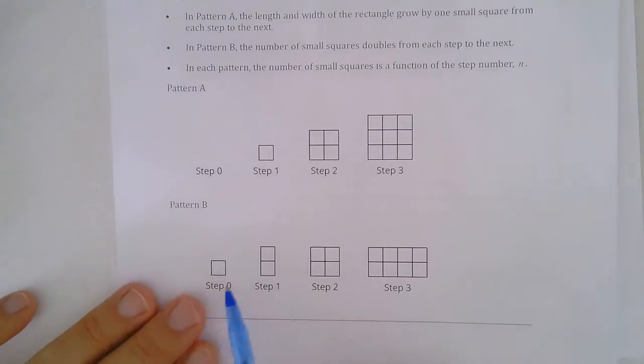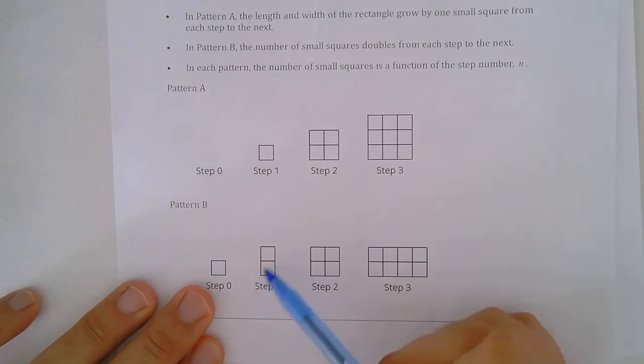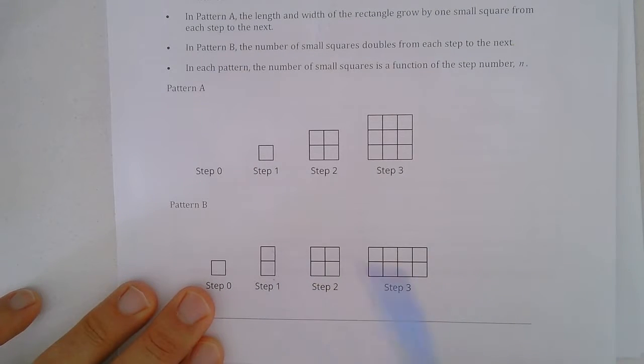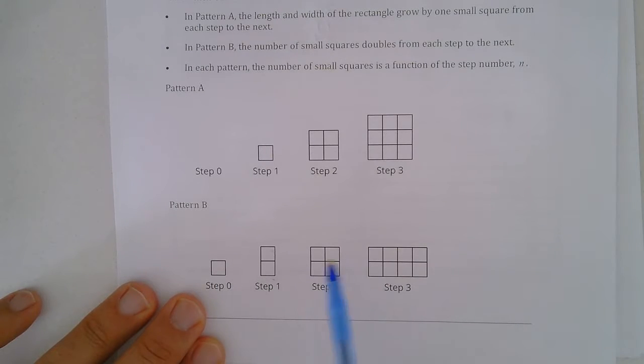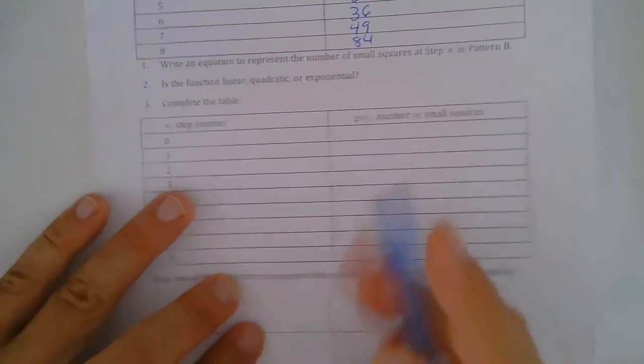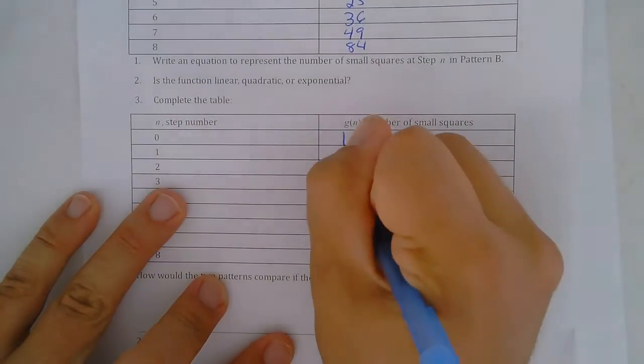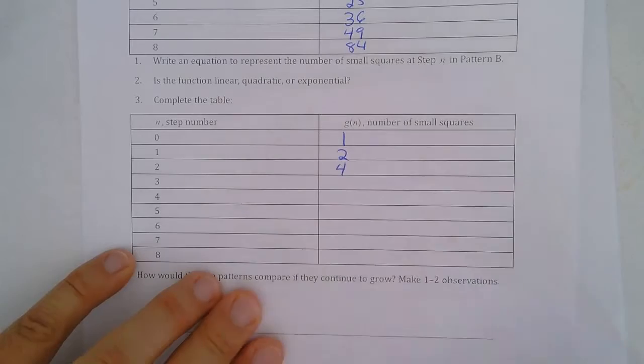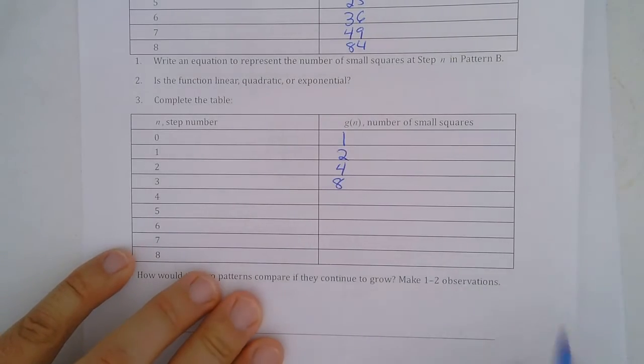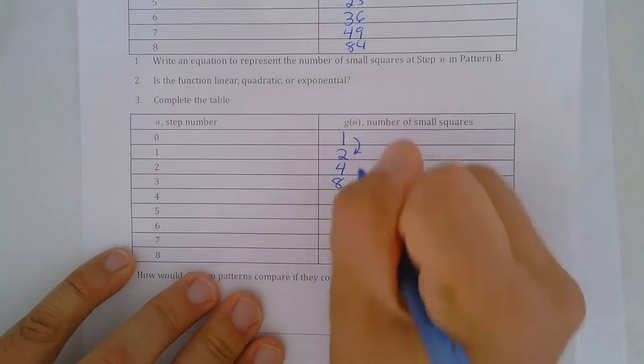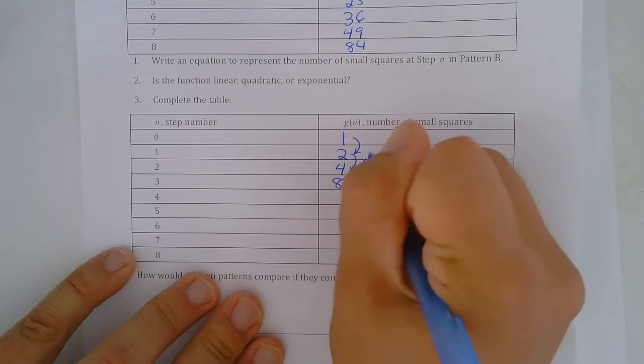So we're going to go back to the second pattern. So here, step 0, we started at 1. Or, I'm sorry, step 0, we're at 1. Step 1, we're at 2. Step 2, we're at 4. Step 3, we're at 8. So I'm going to fill in those numbers. So it went 1, 2, 4, 8. Now, if you notice, to get to the next number, I'm doubling.